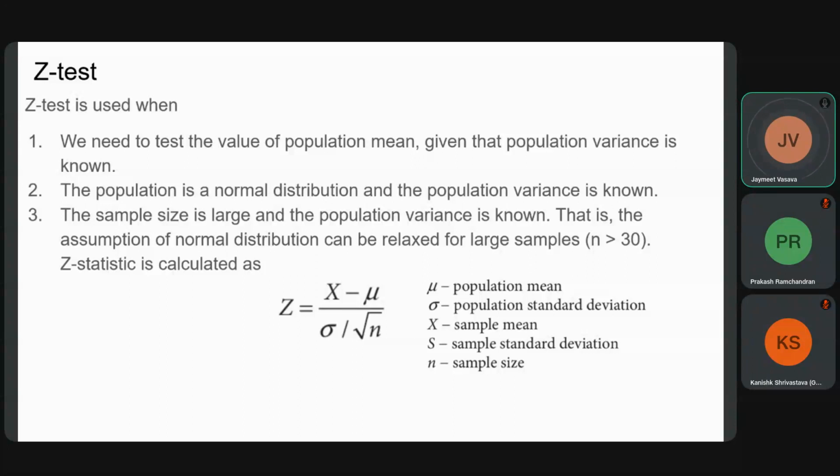The Z statistic is mathematically represented by the sample's mean denoted by capital X minus mu denoted by the population mean, divided by sigma, which is the population's standard deviation, divided by the square root of n, which is the sample size. Now we'll be implementing this very formula in Python in order to get the z-test.